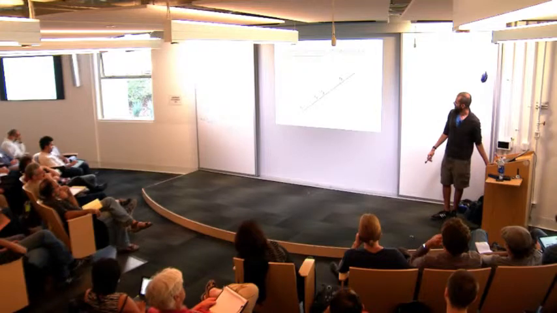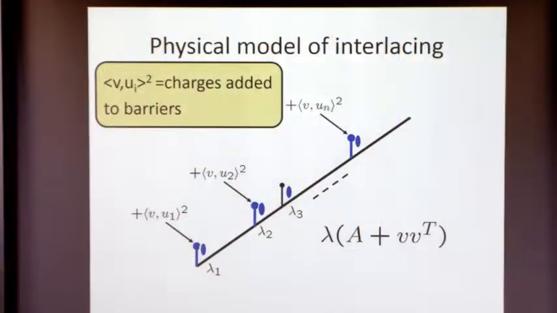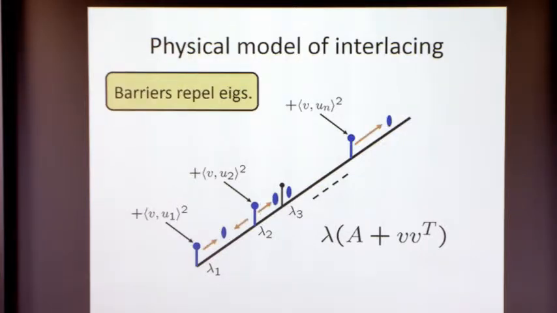Now, what happens when I add this rank 1 update VB transpose? Well, these barriers, I'm now going to put charges on them. I'm going to put positive charges on them, where the amount of charge on the ith barrier is equal to the squared inner product between the vector that I add and the ith eigenvector. All right. And once I add these charges, the charges on the barriers repel these charged particles, which are the original eigenvalues.